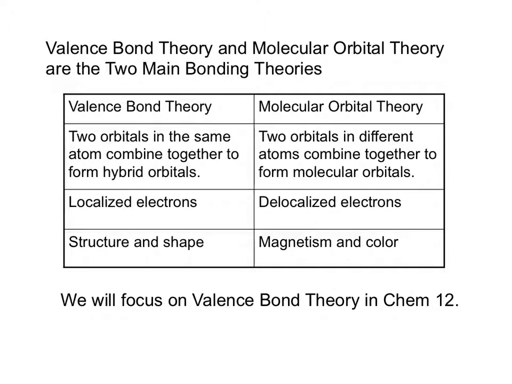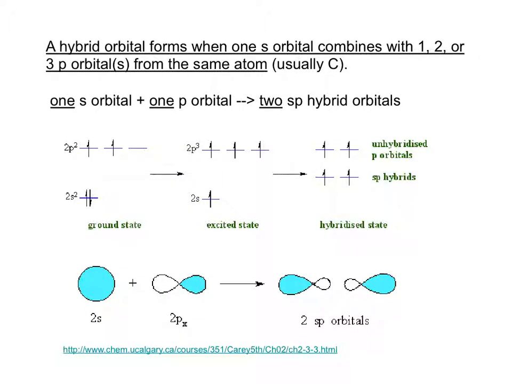We will use valence bond theory to explain why carbon has four bonds to it and why it has various shapes. In valence bond theory, two orbitals of the same atom combine together to form hybrid orbitals. A hybrid orbital forms when one s orbital combines with a p orbital from the same carbon.